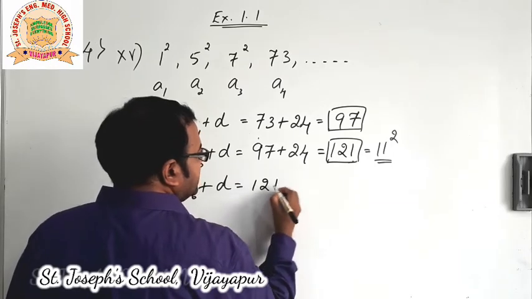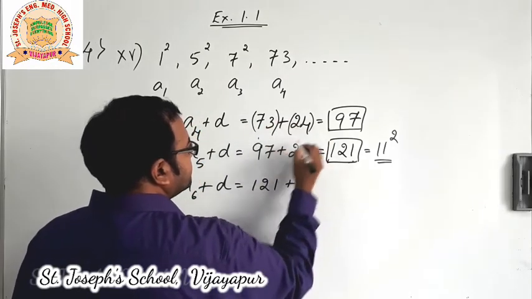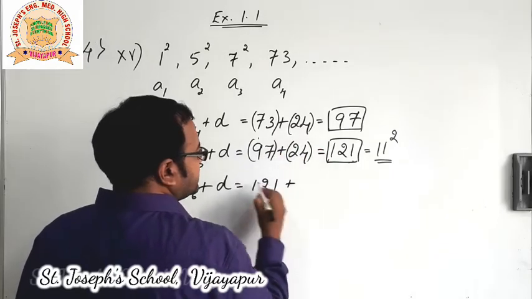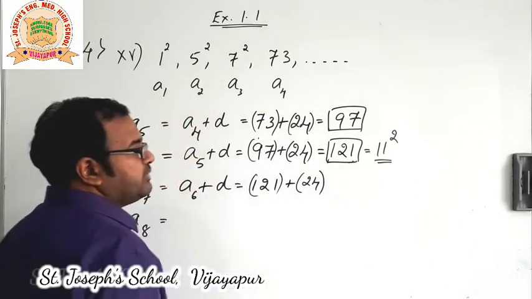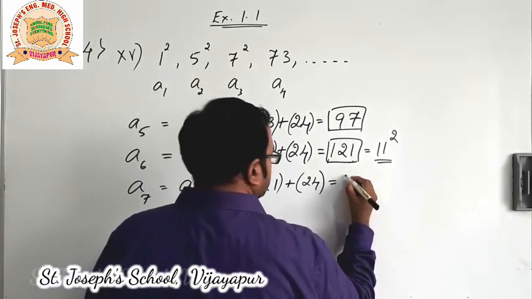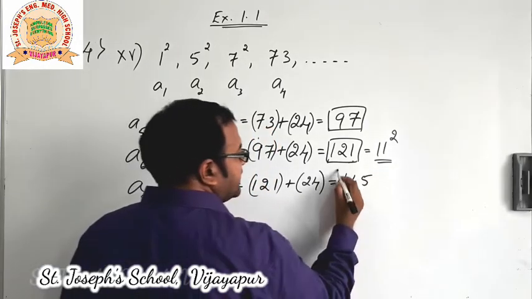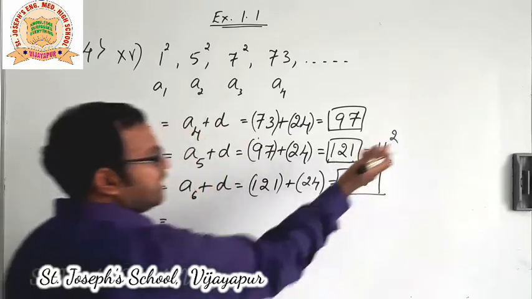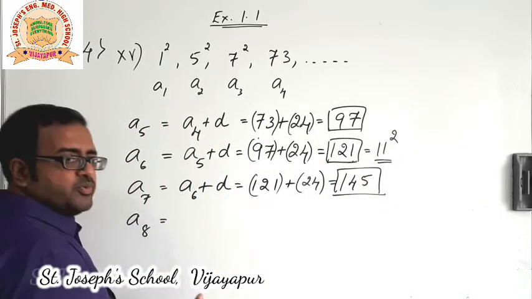It makes my work easy. 121 plus, sorry, I forgot the brackets. Always use the brackets while substituting values. Please don't forget. 121 plus 24 is equal to 145, which is not a perfect square, so we keep it as it is. We won't be able to write it as the square of a number.